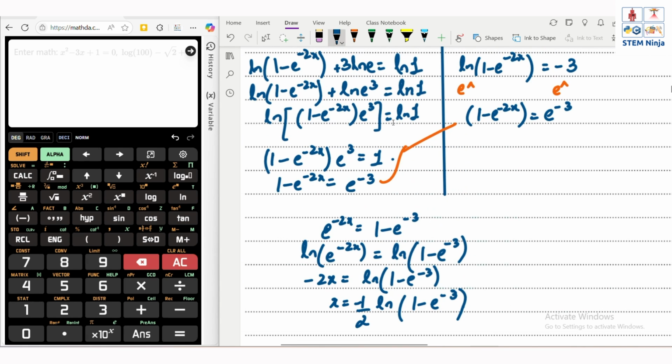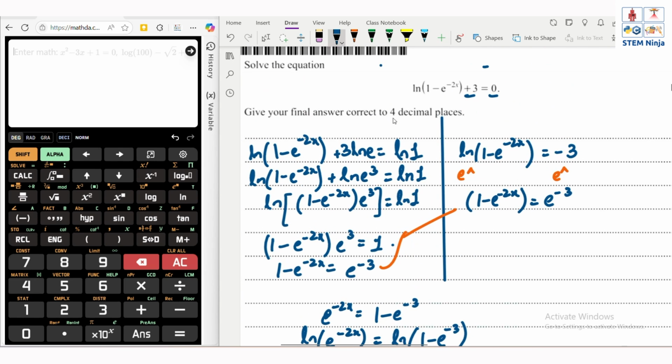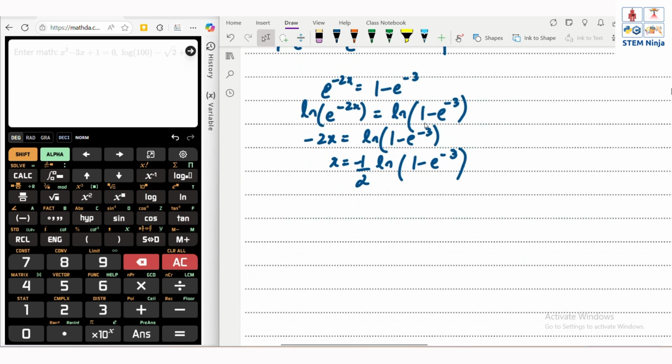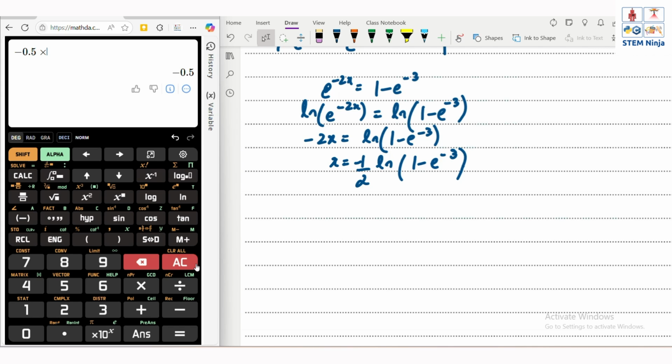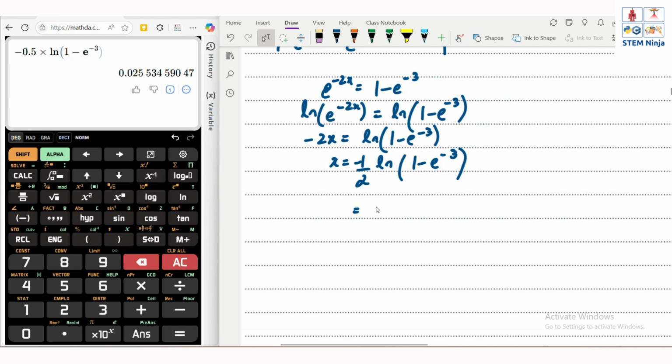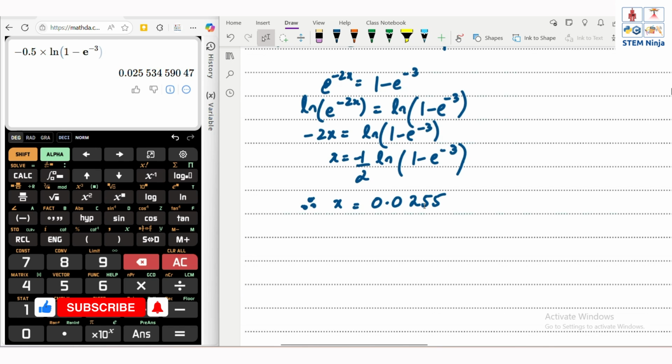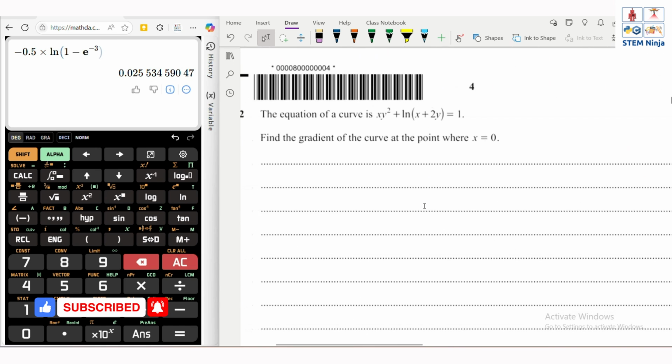So now let's see what form the question asked, to 4 decimal places. So we will actually have to put this in the calculator. So minus 0.5 times ln(1 - e^(-3)). We need 4 decimal places. So 0.0255, 4 decimal places. So this is the final answer. All right, so let's move on to the next question.